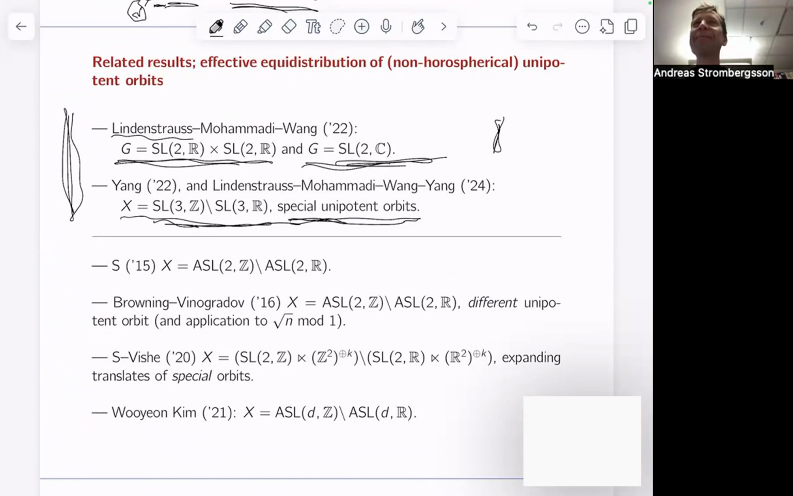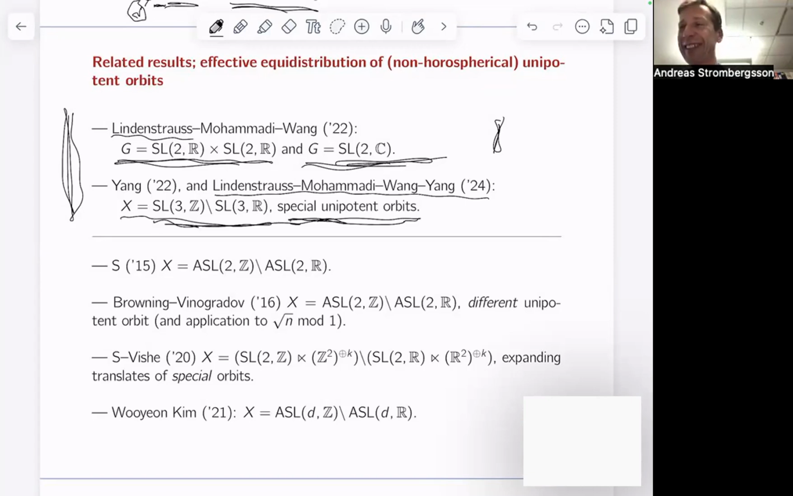Sorry, Andreas. Elon is asking why special? I think general. Where did I say special? Elon, please also unmute. Just a small comment. What Andreas is doing is very impressive, and I don't agree with that statement of his. But as far as I understand, any unipotent one-parameter orbit in SL3R modulo SL3Z is covered by our results. Oh, that I had not understood actually. Thank you for pointing that out. So you actually handle an arbitrary one.